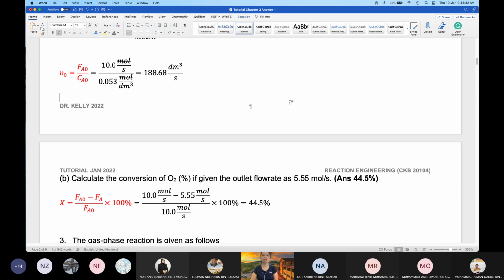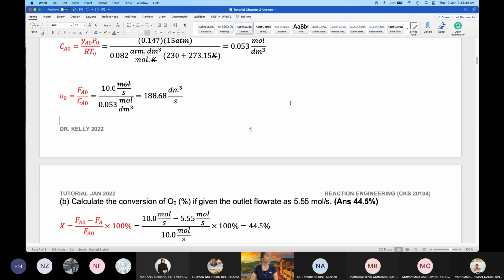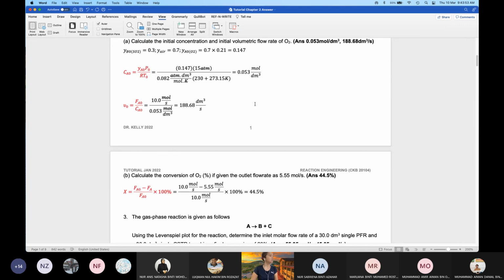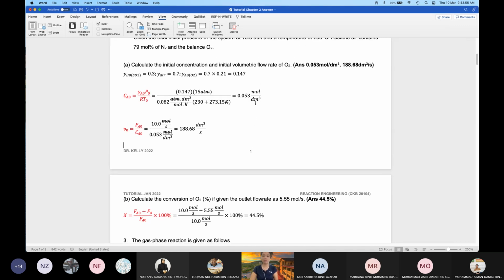So done for question number 2. Again, this is not so difficult. But again, the understanding of the mole fraction is very important in order for you to solve it. So say you're not sure about the mole fraction, if you get it wrong, the entire question will be wrong. So be very careful about this matter.